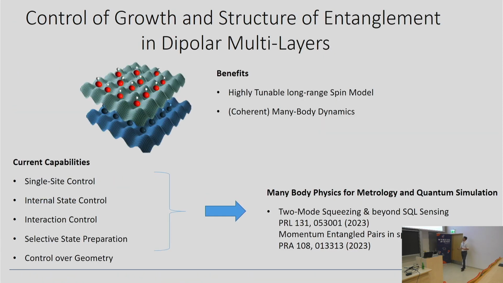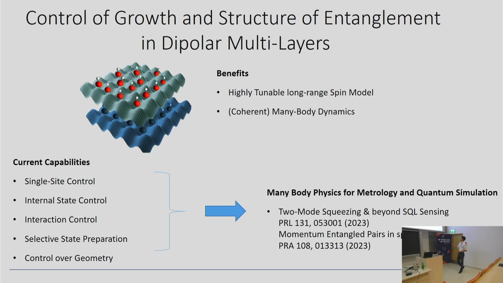And I want to put those current capabilities together and ask, can we get interesting many-body dynamics with different applications? Specifically, a bit of simulation, and maybe metrology is a bit too far. Let's call it maybe entanglement generation. The idea is to combine this single-site control, the internal state control, the control over the actions, the capability to prepare these states in these layers, as well as manipulate this geometry in these AMO platforms to do interesting many-body physics.